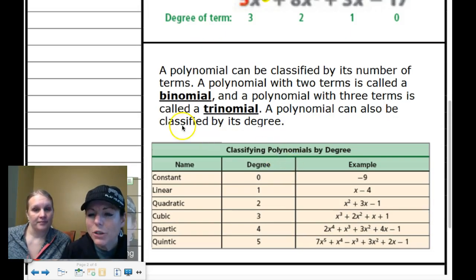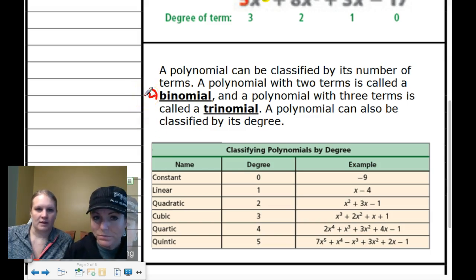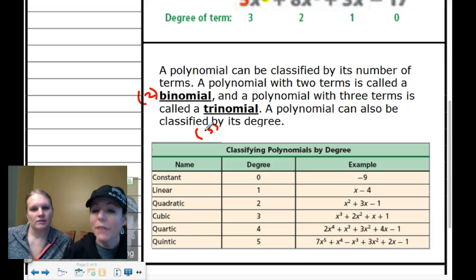Now, we're going to be naming polynomials here. They can be classified by their number of terms. A polynomial with 2 terms is called a binomial. A polynomial with 3 terms is called a trinomial. So, letters in front. Right. Bi is 2, tri is 3. So we're going to classify polynomials based on the number of terms and the degree of the polynomial, both.